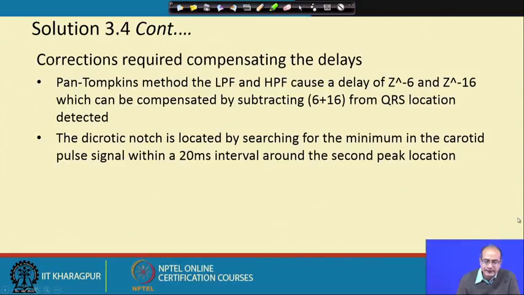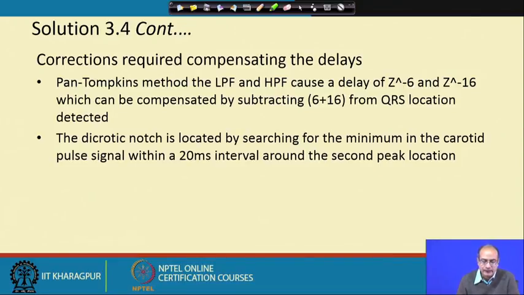And so, we need corrections for compensating for the delays used for the two techniques. In the Pan-Tompkins algorithm, we have two filters which are giving rise to a sufficient amount of delay, that is the low pass and the high pass filter. They are giving the delays of 6 and 16 samples respectively. So, that 6 plus 16, 22 samples of delay we need to subtract to adjust the QRS location along with the signal.